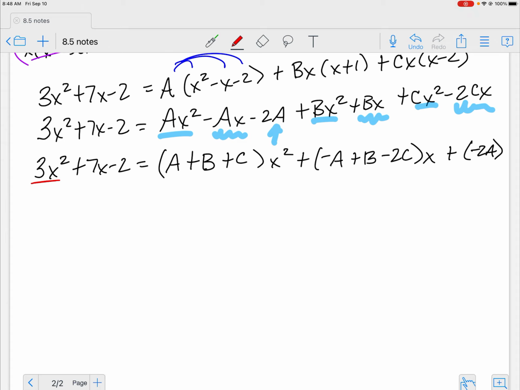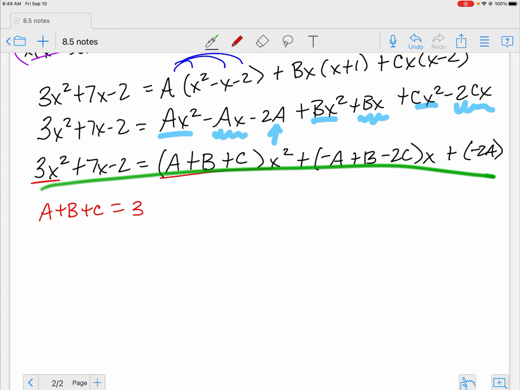3x squared, my 3 over here for my x squared is the same as my a plus b plus c for my x squared over there. So a plus b plus c equals 3. This is an equation, which means the left side equals the right side. So if I have a coefficient of my squared term, then the coefficient over here is equivalent to that. I see how this is working out now?